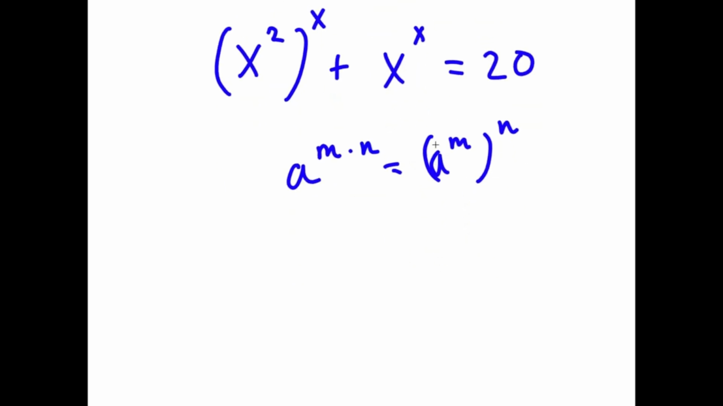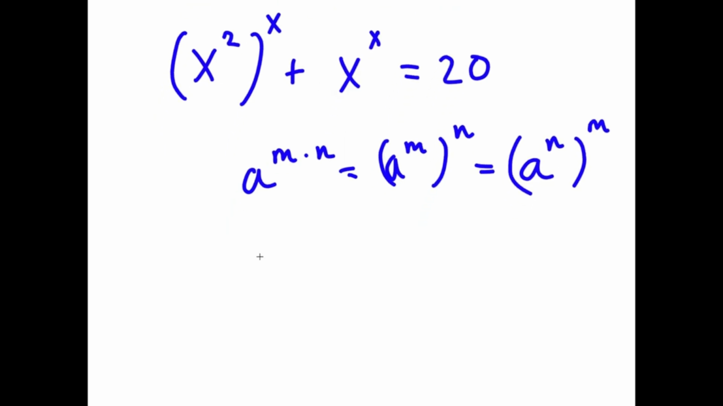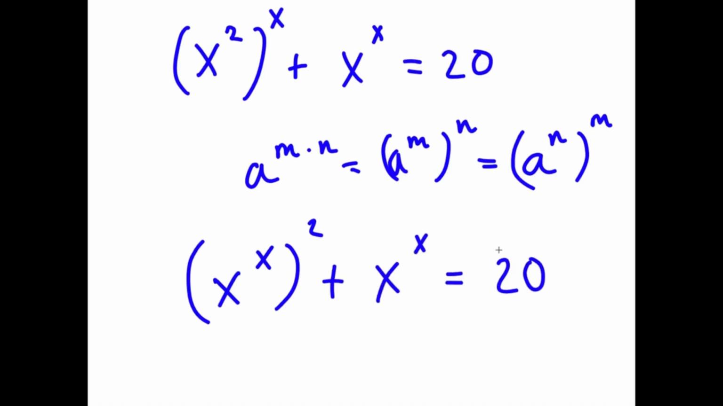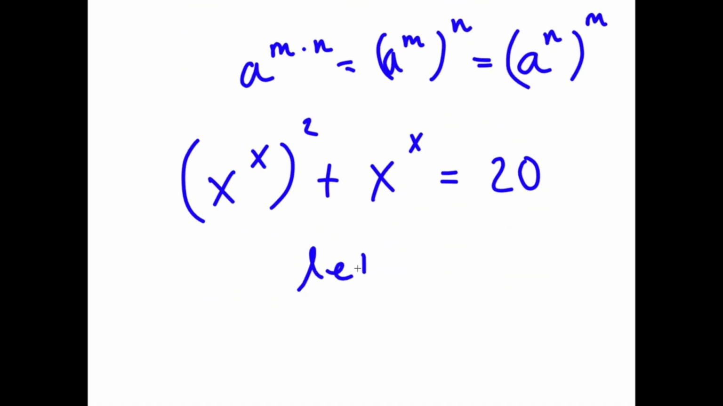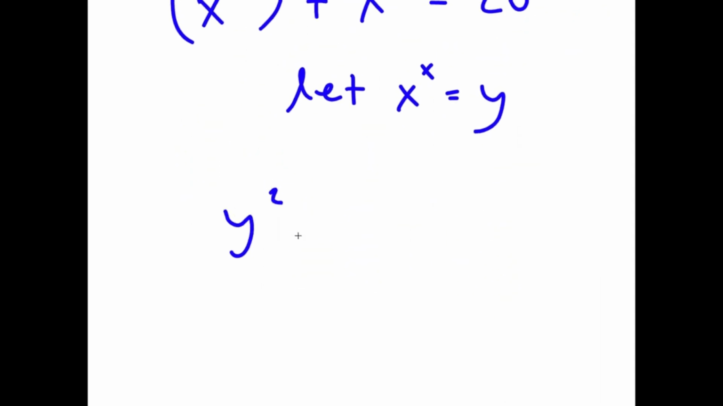So now, if this is true, then this means that this is the same thing as a to the power of n to the power of m, meaning x to the power of 2 to the power of x is the same thing as x to the power of x to the power of 2. Now I'm going to let x to the power of x equal to the variable y. So now I have y to the power of 2 plus y is equal to 20.